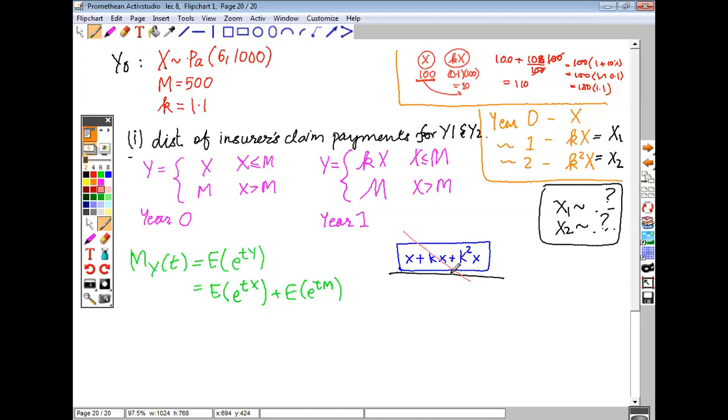Now you had something to ask. Vanshita has a concern that we don't have Pareto's MGF in the table booklet. That's sad. So what can I do now?